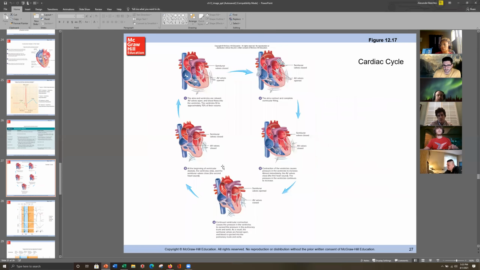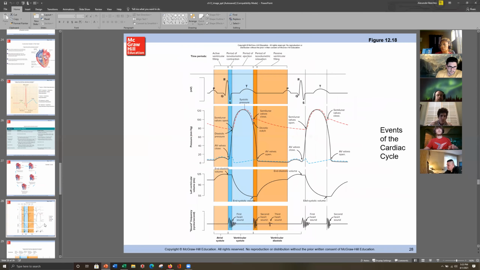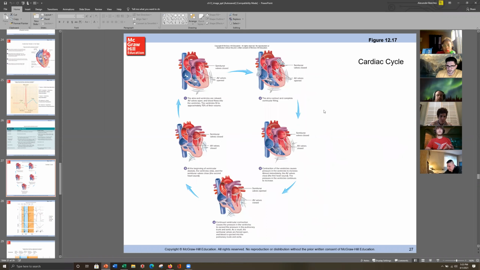So let's take a look at the cardiac cycle here. Okay, so referring back to our EKG, we're going to take a look here at this big graph. If you guys want to follow along in the textbook as we go through this, this is a really great figure that shows you what's happening in the heart as the EKG is occurring. But we'll take a look at the cardiac cycle and what's going on inside of the heart first, and then we'll pair that up here.